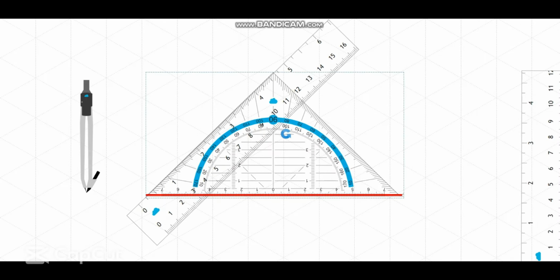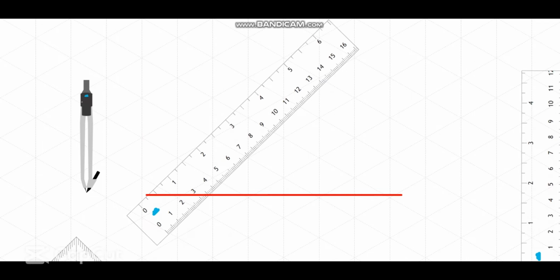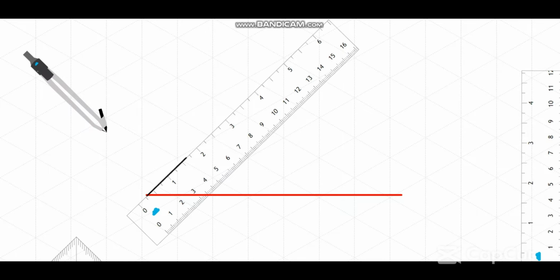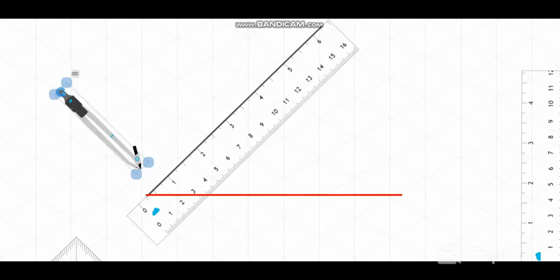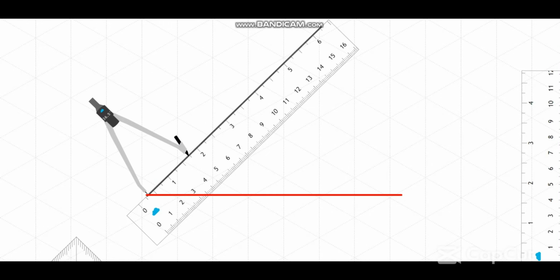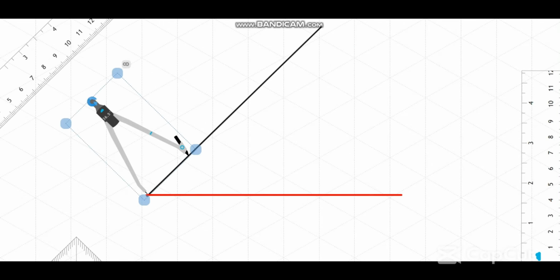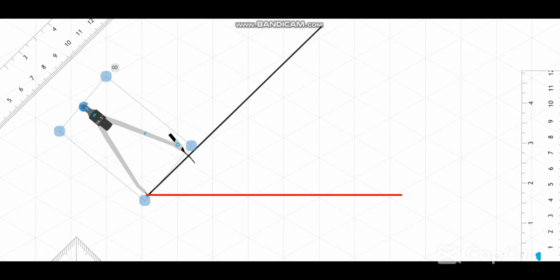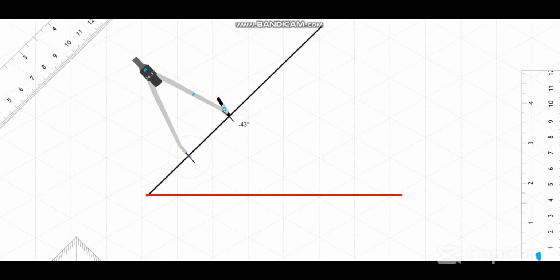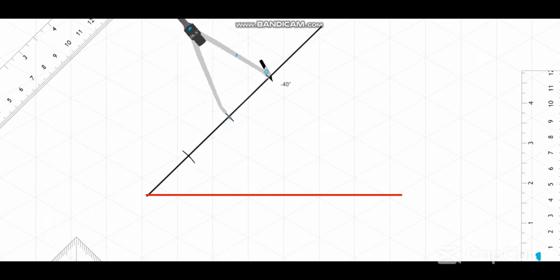Dividing a line into n segments. In this case, we will divide the line into 3 segments. Using a set square, use 30 degrees or 45 degrees to create another line. With any length of the compass, divide the line into 3 segments.